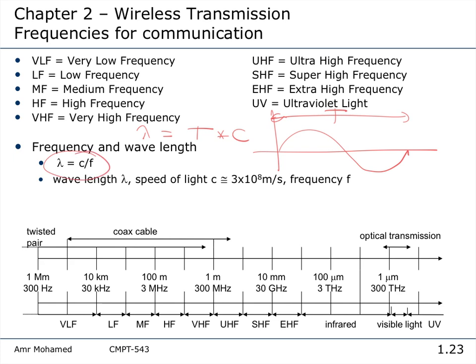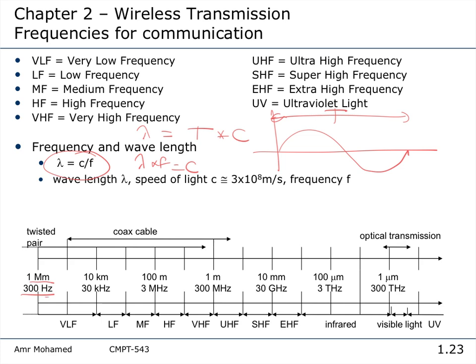Which means that in any of these frequency ranges, you will notice the wavelength times the frequency is what? Is the speed of light. So lambda times f is always the speed of light. It's constant, which means that if you increase the wavelength, you reduce the frequency and the other way around. The multiplication of both is actually always constant.